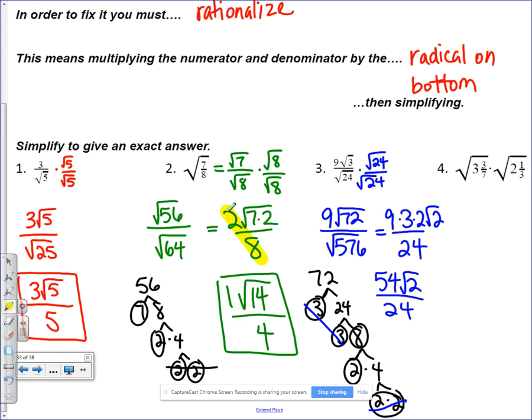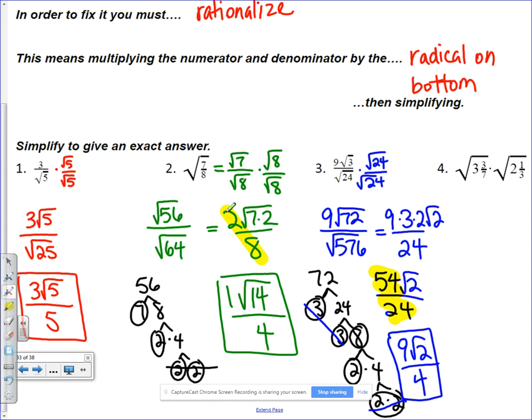Now, I can reduce the 54 and the 24. Both of those things are divisible by 6. 54 divided by 6 is 9. 24 divided by 6 is 4. So that will be my final answer. The common mistake, folks, is not to reduce it at the end.